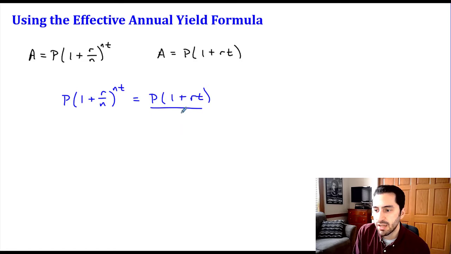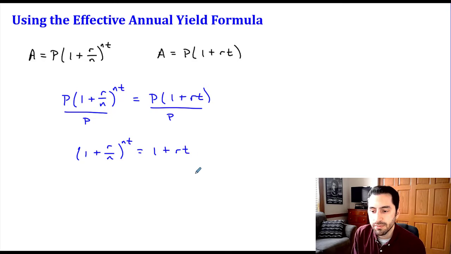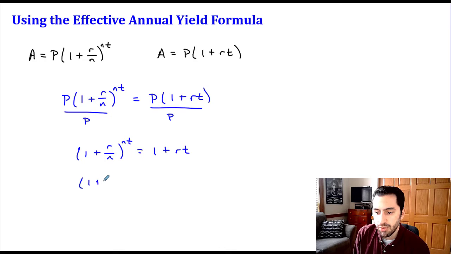The first thing is, if I divide by p on both sides, there's a p in the numerator and denominator, so both of those are going to simplify. And we get 1 plus r over n to the nt. And on the other side, we're left with 1 plus r times t. Now the other thing that we can take into account and change here is that whenever we're looking at effective annual yield, we're only looking at 1 year. So for t, we'll just plug in 1. So those t's can go away. And we have 1 plus r over n to the n power. And that's equal to 1 plus r.